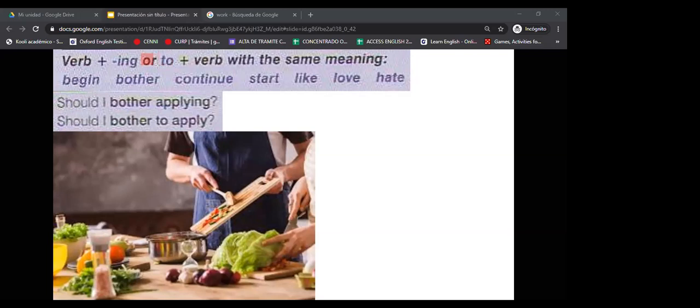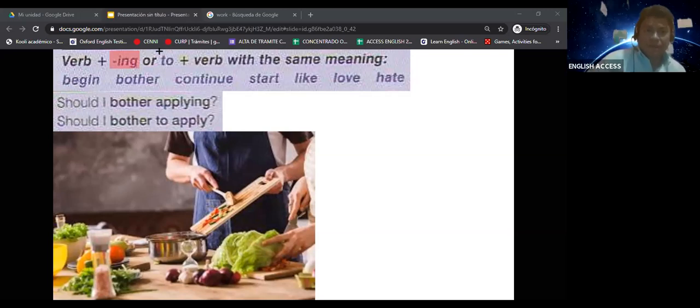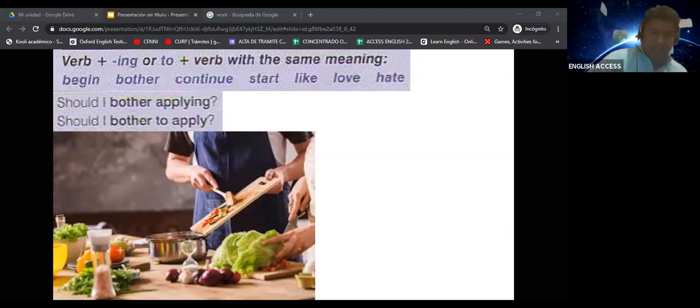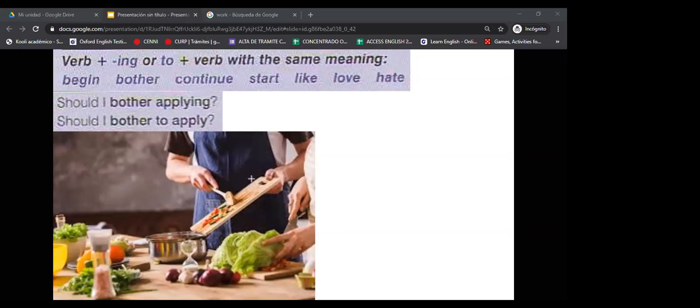Do I bother to wash? No. I bother washing? No. Doing. I bother doing? Yes. Doing dishes. And the other form? I bother to do. Yes. All right. And the last one? We're finished? No. What about this one? I don't know. I begin running in the morning. Yes, or? I begin to run in the morning. Yes, Miguel? Hate, Miguel, hate. Yeah, Miguel, can you do hate?